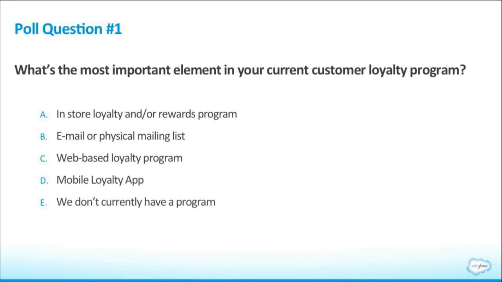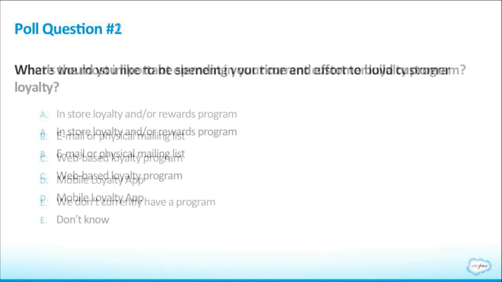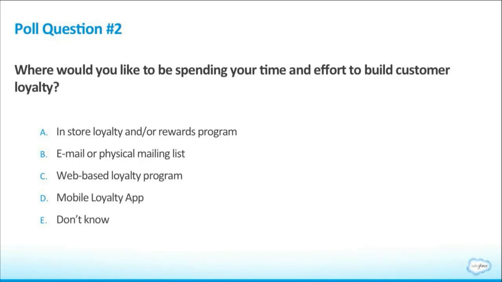Great, so the next question is all about how do you want to spend your time. So where would you like to be spending your time if you don't currently have a program, or you do and you're thinking about what that might be? Which of these elements would be most important to you, and where would your efforts be most rewarded? Is it an in-store loyalty program or rewards program, an email or physical mailing list, a web-based loyalty program, a mobile loyalty app, or don't know? So take a moment, have a look at those questions, answer them, and while you're finishing those up, I'd like to go ahead and get started.